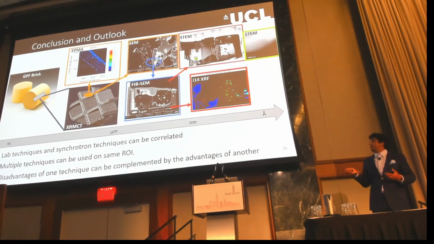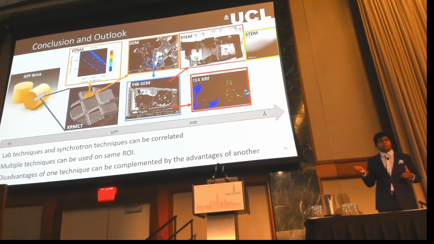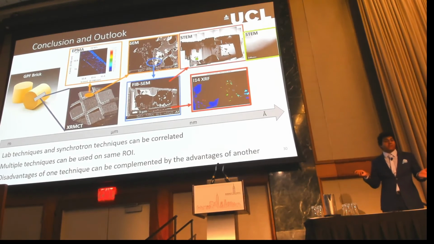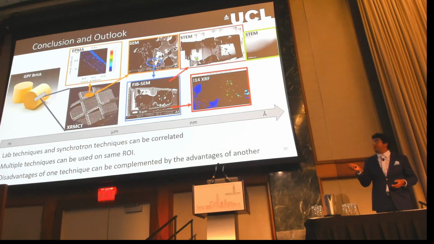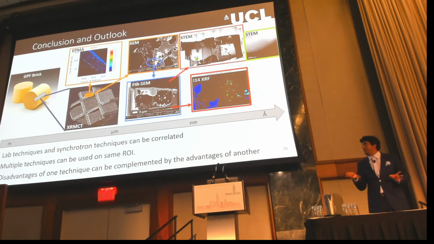So again, just to highlight the point, this was actually quite cool. I've shown you that we've gone from lab-based techniques to synchrotron to microscope. On the same sample, we retain the region of interest, we look at the same region, and hopefully I've been able to show you that the disadvantages of each technique can actually be complemented by the advantages of the other.